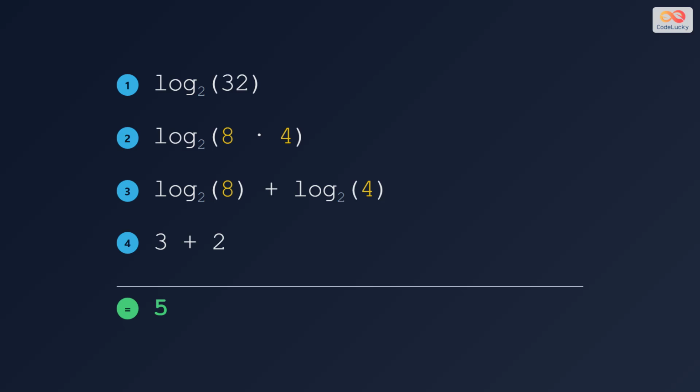We know 2 cubed is 8, so the first part is 3. 2 squared is 4, so the second part is 2. 3 plus 2 equals 5. And indeed, 2 to the power of 5 is 32.